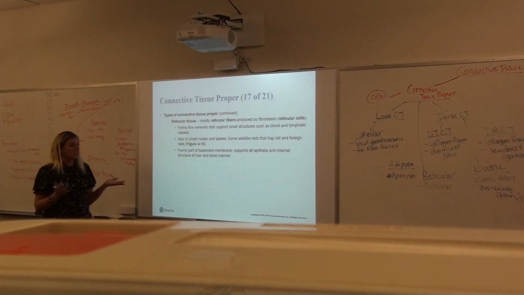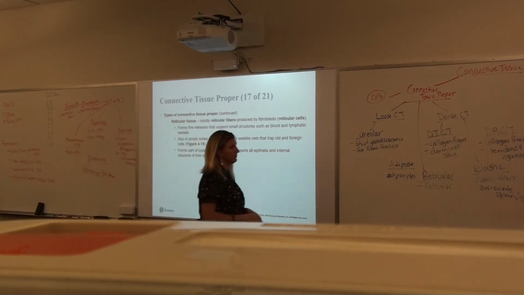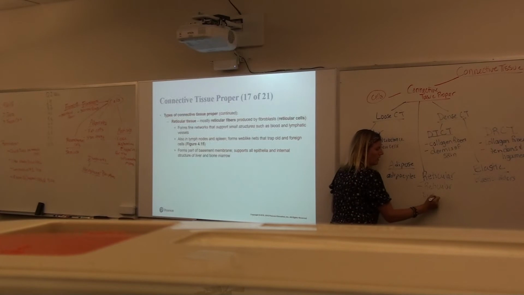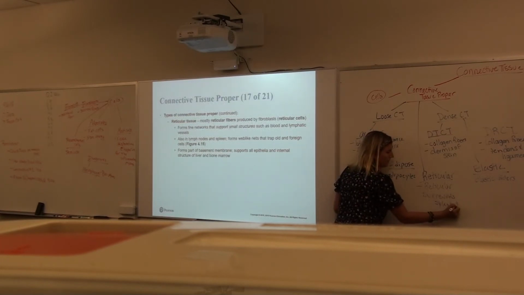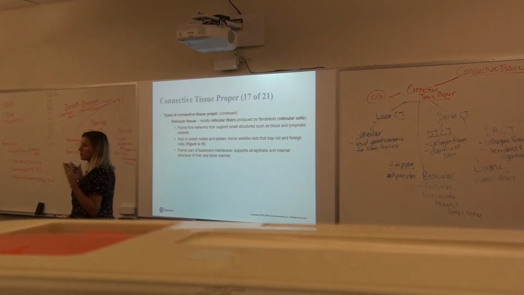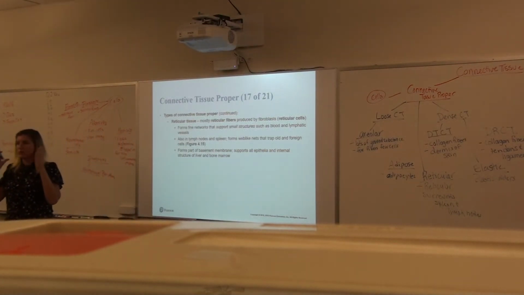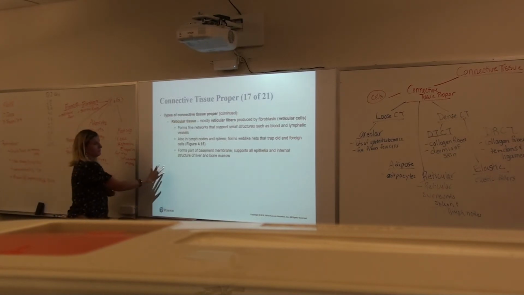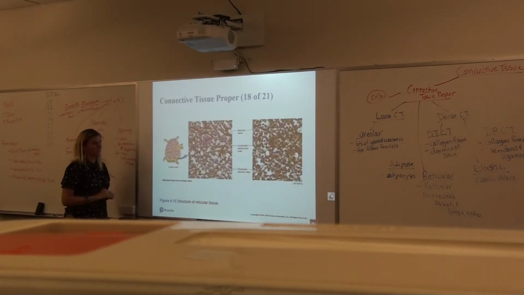The reticular tissue surrounds the spleen and lymph nodes. Sorry about that. The reticular tissue provides a scaffolding or a framework. Imagine a spider web, a cobweb wrapped around these organs, holding all of those cells in place, keeping them connected. So that's what it does.